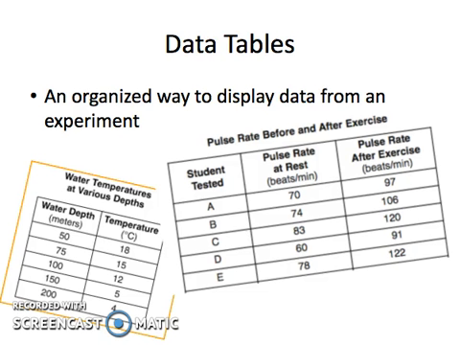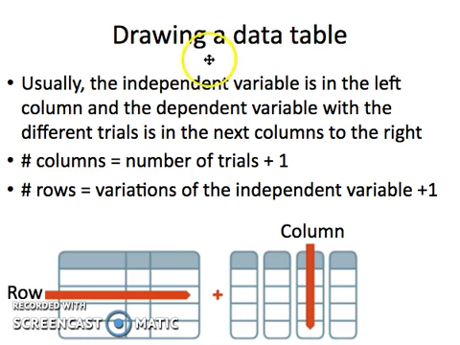So the first thing we're looking at is the data table. All this is a way to organize your data from an experiment. So when you draw a table, usually your independent variable is going to be in the left column, and the dependent variable with different trials is going to be in the next columns to the right. So remember, columns go up and down, and your rows go side to side. So your very first column over here will be your independent variable, and then your dependent variable will go over here. So your number of columns should equal the number of trials plus 1, and your number of rows should equal the variations of the independent variable plus 1.